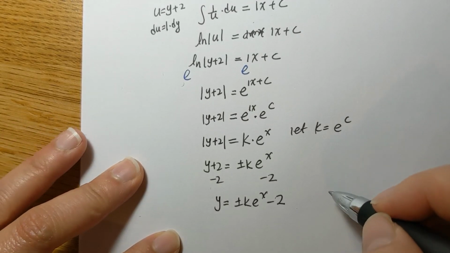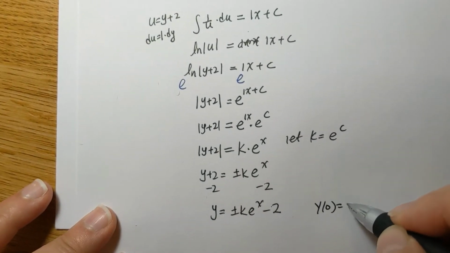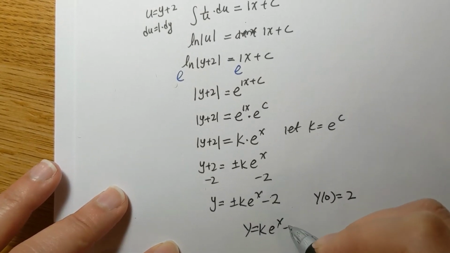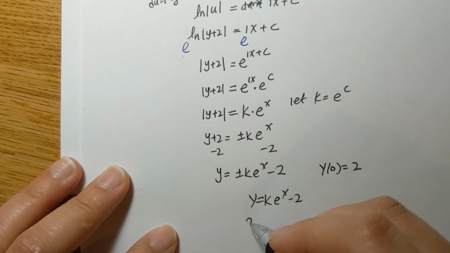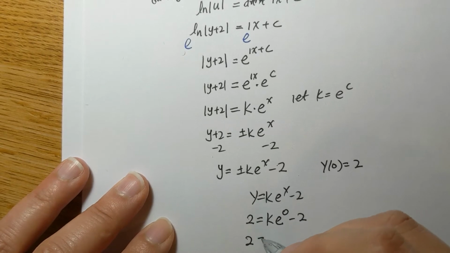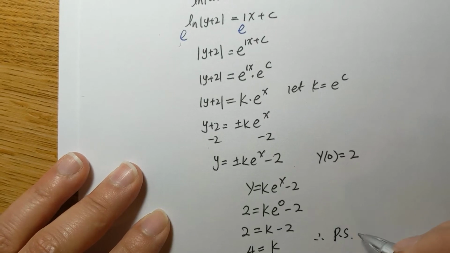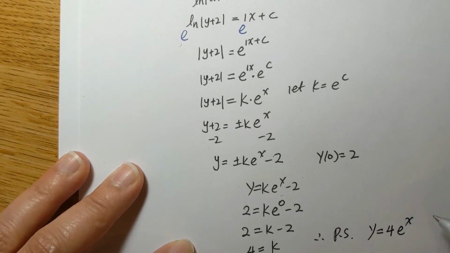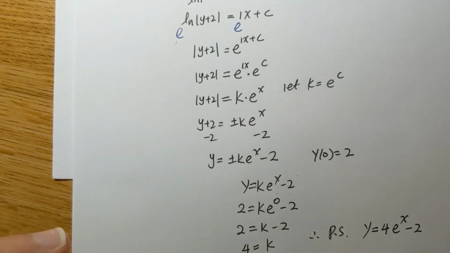So now we're going to use the initial condition. So the initial condition is y of 0 equal to 2. So I'm going to pick the y equal to k e to the x minus 2 because 2 is positive. I'm going to use the positive branch. So now I get 2 equal to k e to the 0 minus 2. So I mean 2 equal to k minus 2 and k equal 4. So the particular solution is y equal to, you go back to this over here, k is 4, e to the x minus 2. So I finished question number 2.